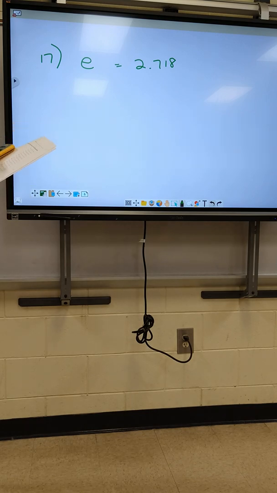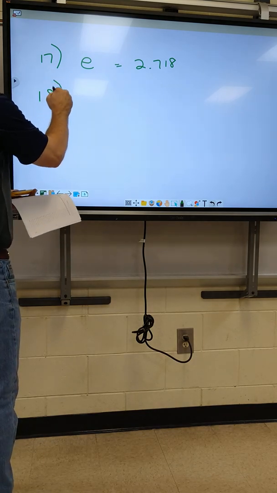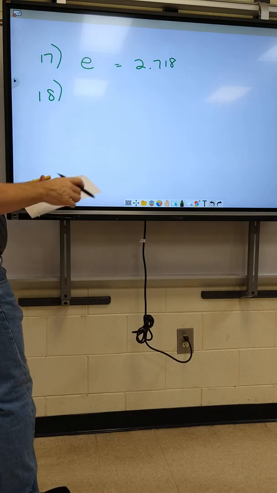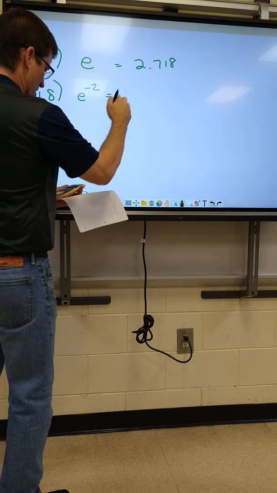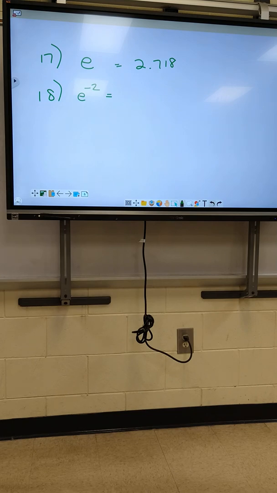Yep. So let's go to 18 now. 18 says e to the negative 2. All right, plug it in. Same thing. E to the negative 2 is, I got 0.135.